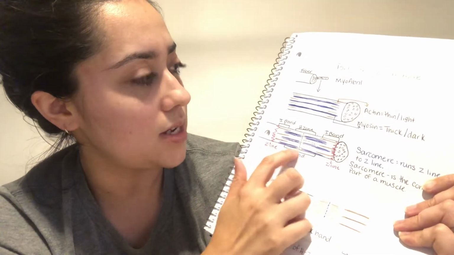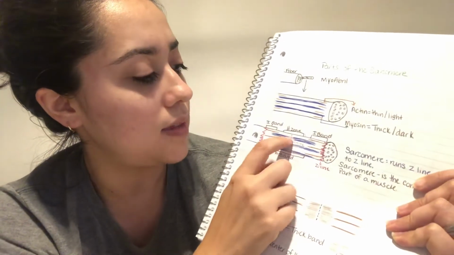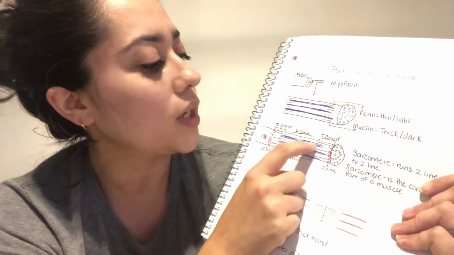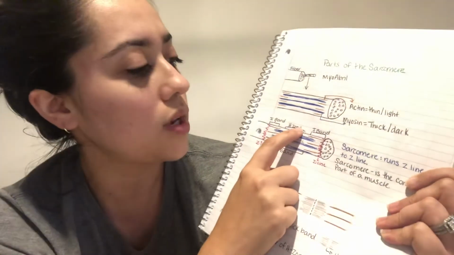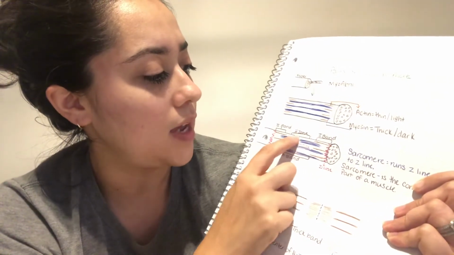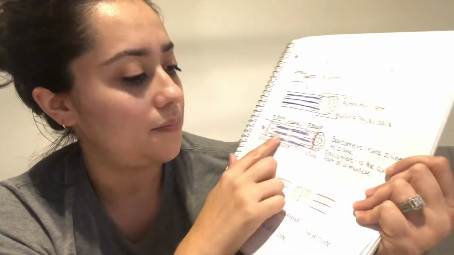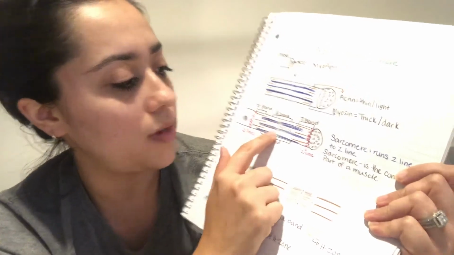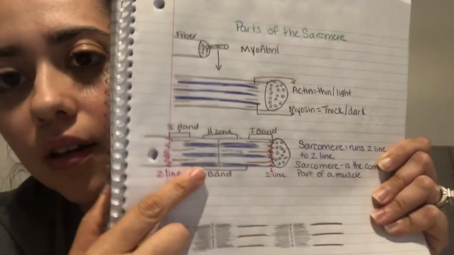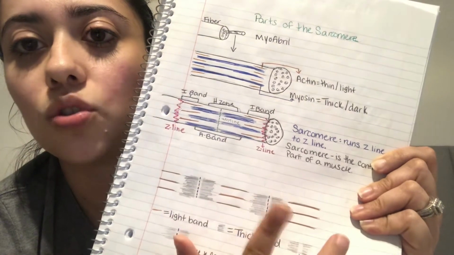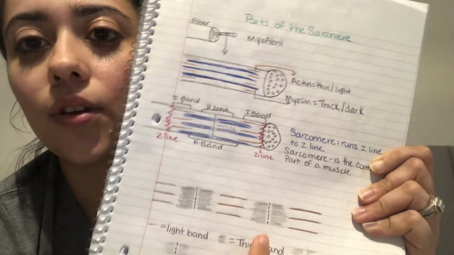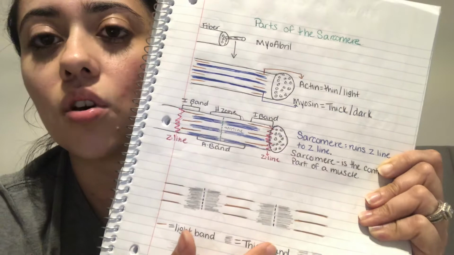mainly part of the myosin, and then the part where it only has the myosin is called the H zone. If you can kind of see it there, I made it better here. It does kind of have a lighter portion in between, and then there is a line in the center that is called the M line.